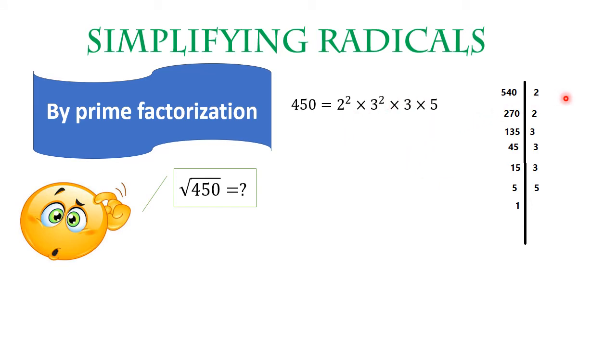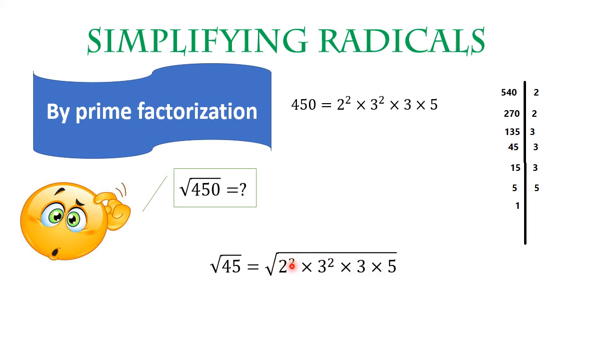I group each two prime numbers which are the same together. So 2 squared times 3 squared, these two together, and this 3 has no other 3 to group it with, so I keep it as it is, 3, and 5 also does not have another 5 to group it with, so I keep it 5. Then radical 450 is equal to radical 2 squared times 3 squared times 3 times 5.